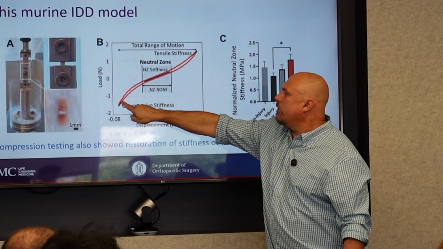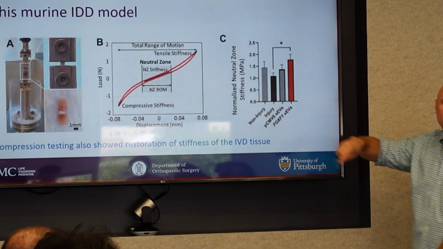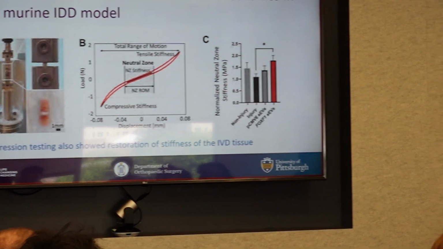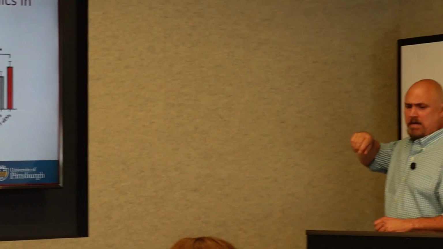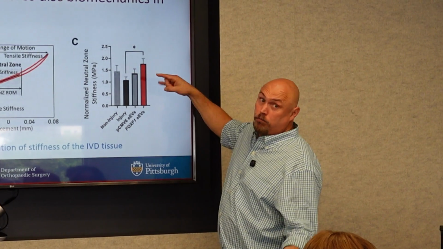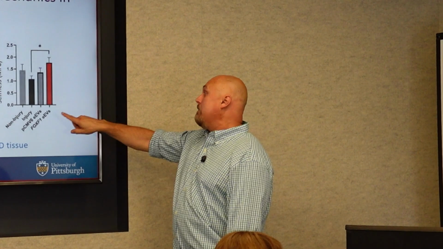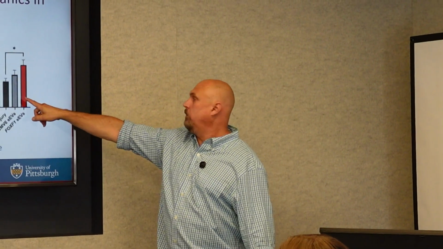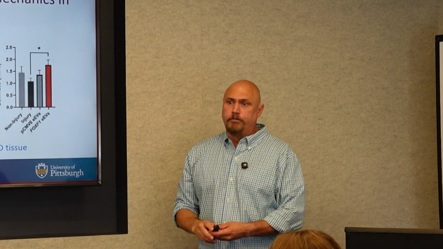And at both ends, there's another linear area that can help you determine what the compressive stiffness is versus the tensile stiffness from one experiment done over, I think it was 16 minutes. And this is an example of just looking at the stiffness, which was a measure I often use, that the FOXF1 EVs seem to really improve the disc versus the untreated and the controls. Seems to.